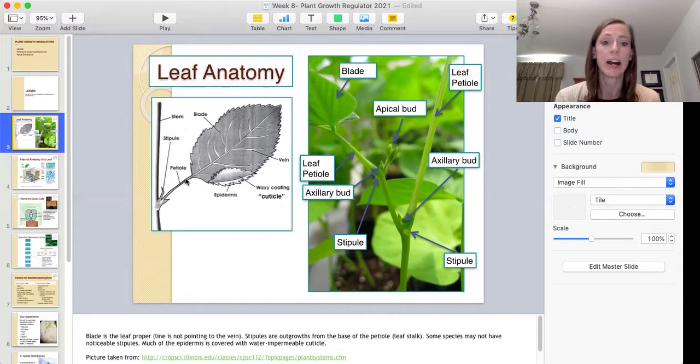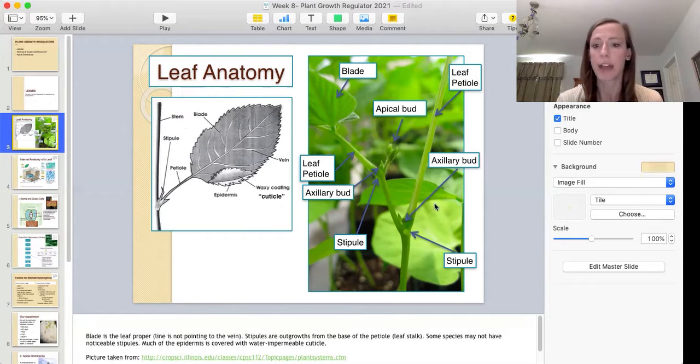And then connected to the blade is a small leaf stem called a petiole. Okay, so shown here and then over here as well. Okay, and then at the base of the petiole, you might find little leaflets, little tiny things that look kind of like a leaf. Those are called stipules. Okay, down here, there's a nice example here. It's very small at the base of the petiole. Okay, and then of course, there's the main stem.